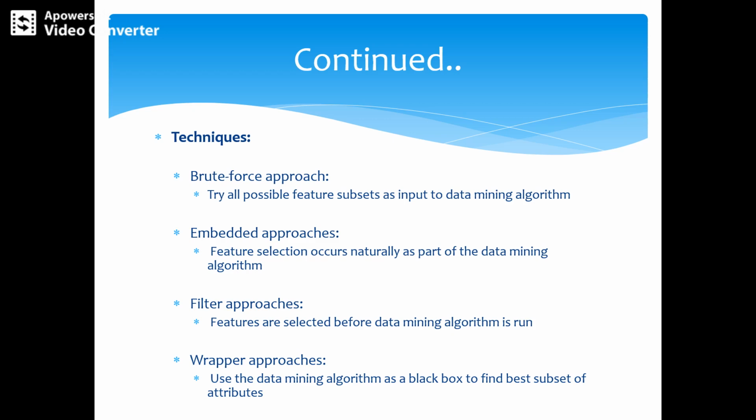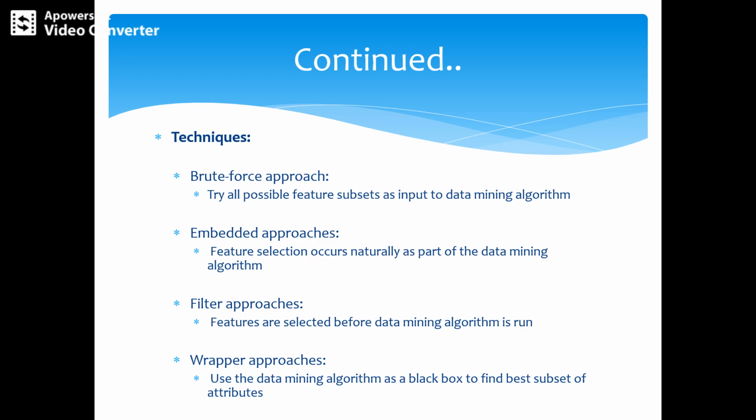Here feature selection occurs naturally as part of the data mining algorithm. Specifically, during the operation of the data mining algorithm, the algorithm itself decides which attributes to use and which to ignore. For example, algorithms for building decision trees, or classifiers, which we are going to discuss in the fourth module. The next approach is the filter approach.